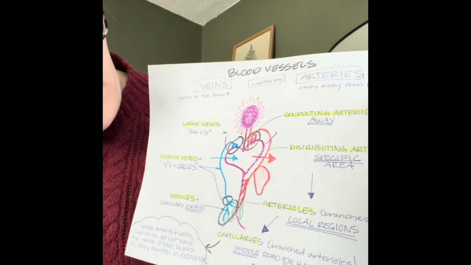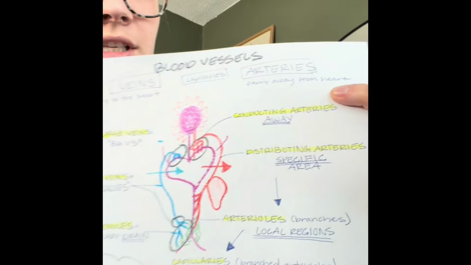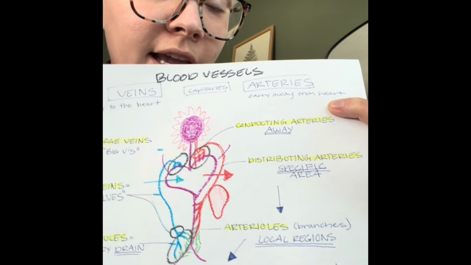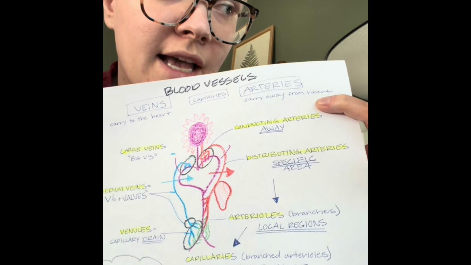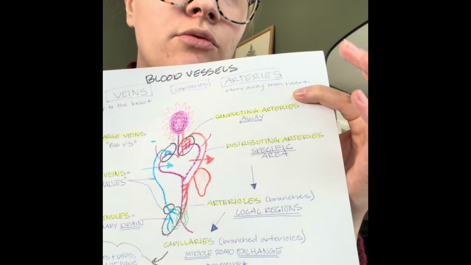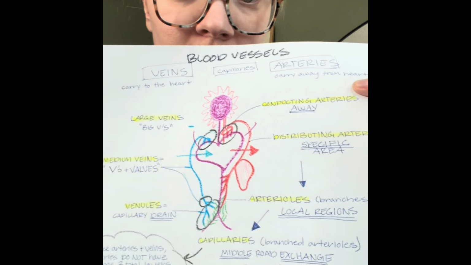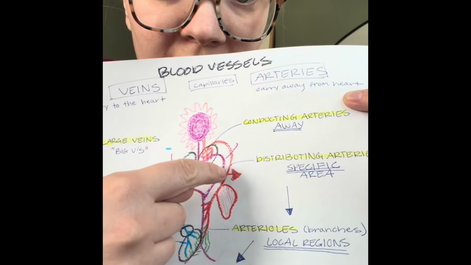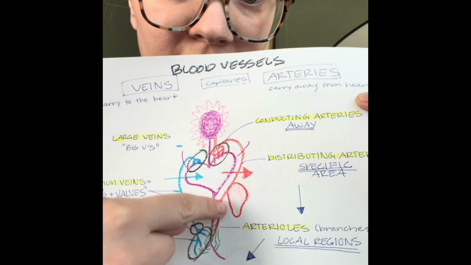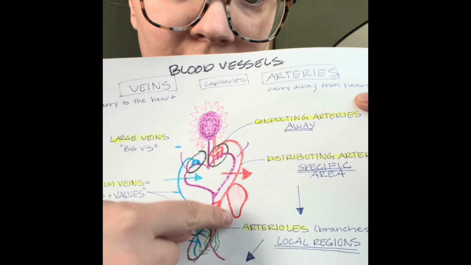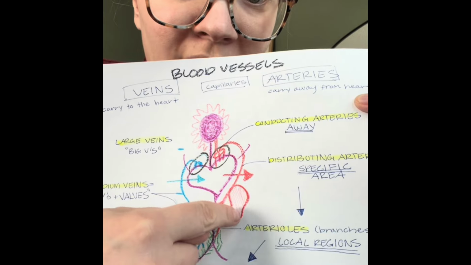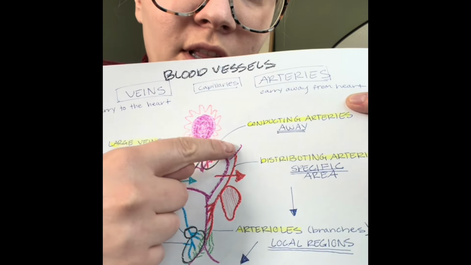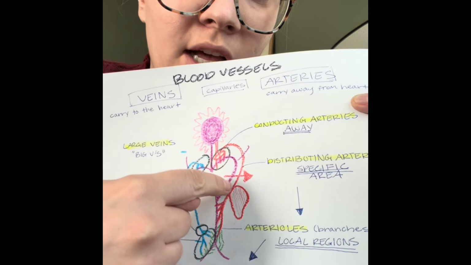And we have our arterioles, which are branches from arteries that carry blood to more localized or spread out regions of the body. So here again is my conducting, here is my distributing, and these are my arterioles. This is my version of a lung. So we have one of the distributing arteries bringing blood to the lung.